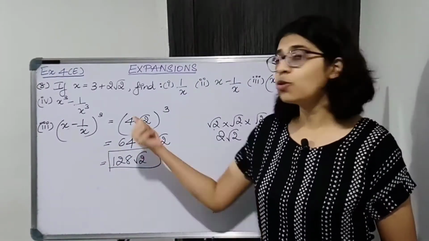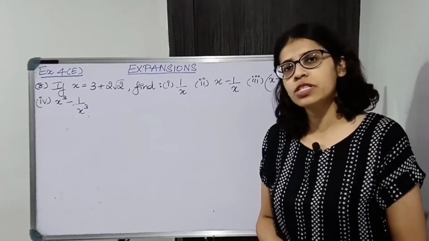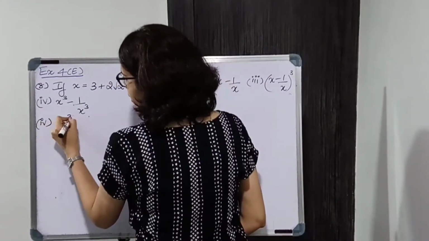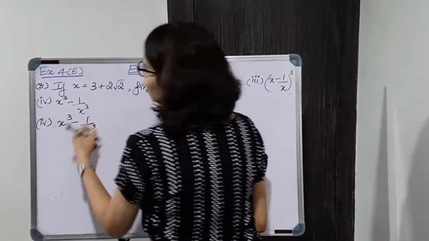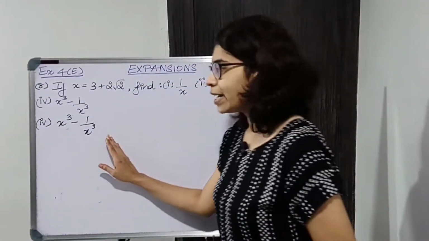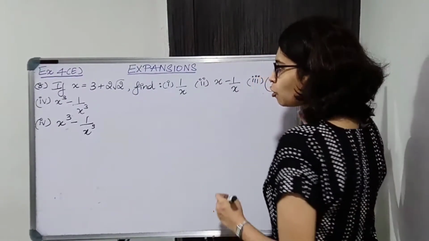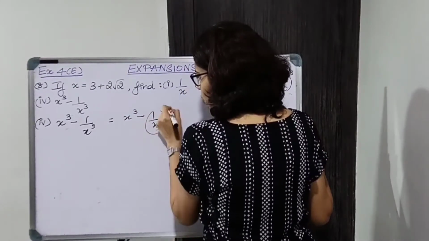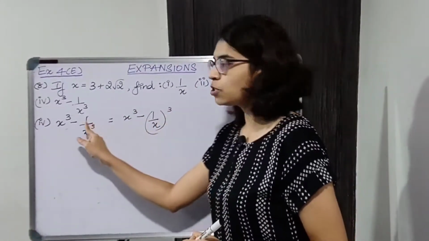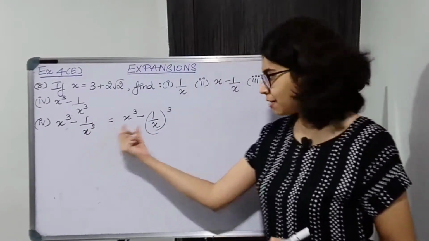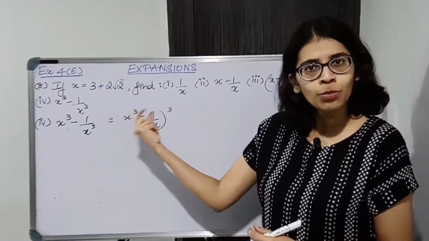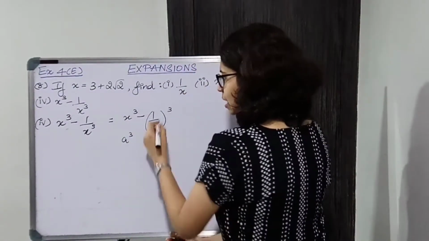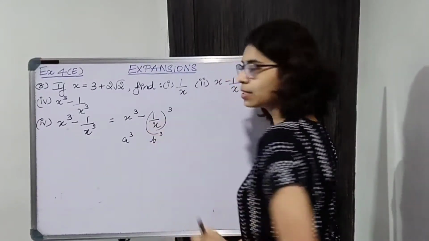Now coming to the fourth sub question. In the fourth part there is x cube minus 1 upon x cube. We have to find the value of this. In short I can write it like this: x minus 1 upon x the whole cube, because 1 ka cube is 1 and x ka cube is x cube. So this is of the form a cube minus b cube. Here a is x and b is 1 upon x.